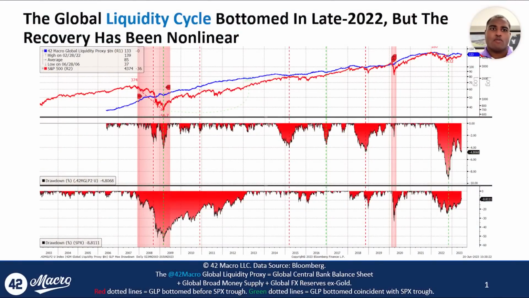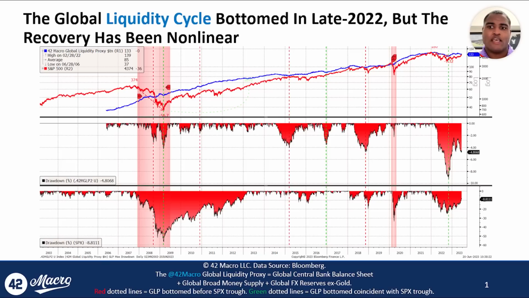So I'll start by saying we've had a significant increase off the lows in global liquidity. If you show chart number one, what I'm showing in this first chart is our global liquidity proxy. That's the blue line in the top panel. For those who are maybe unfamiliar, how we track global liquidity at 42 Macro, we aggregate the U.S. dollar sum of the global central bank balance sheet, global broad money supply, and global FX reserves minus gold. For a variety of different reasons, we include those measures.